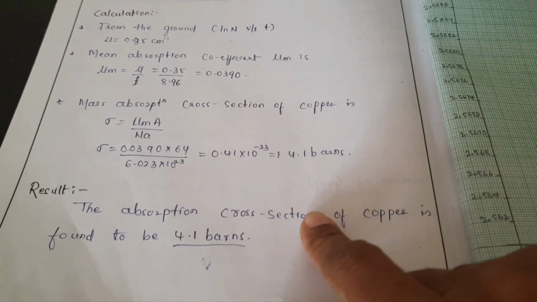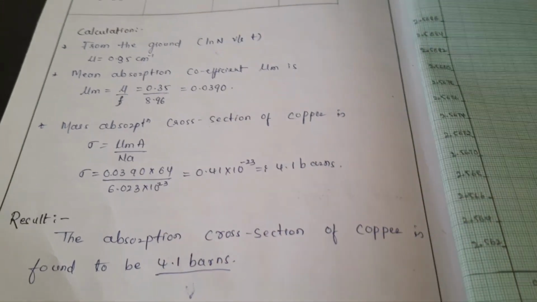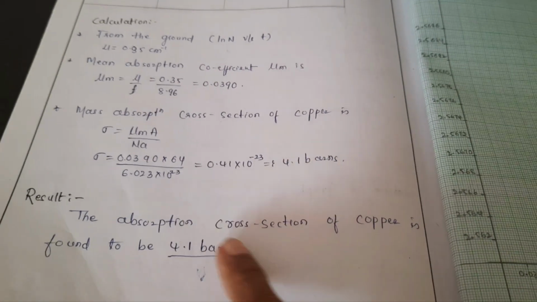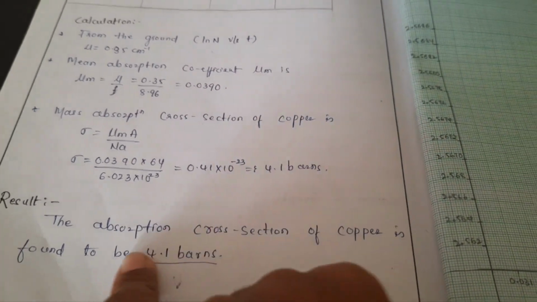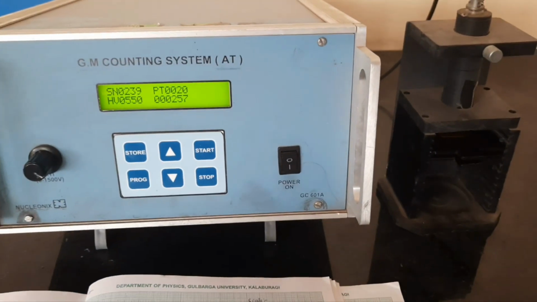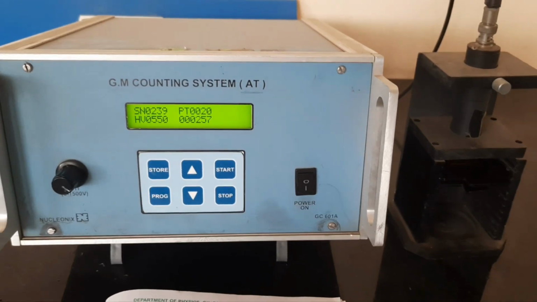Barn is the unit for cross section. One barn is 10 to the power minus 24 centimeter square. So you can write the result here: the absorption cross section of copper is about 4.1 barn. This is how you can perform this experiment using a GM counter.